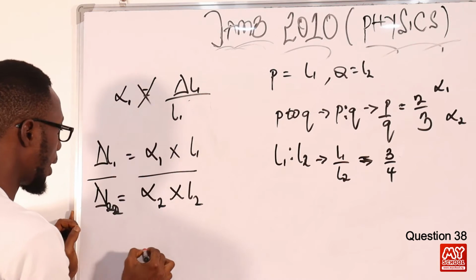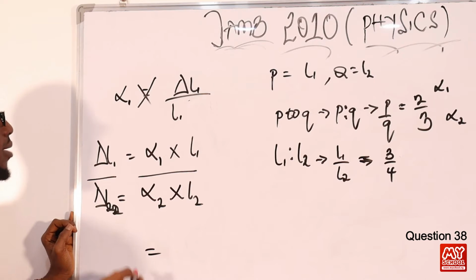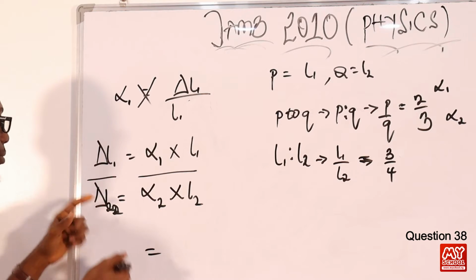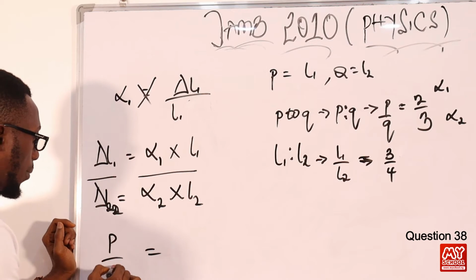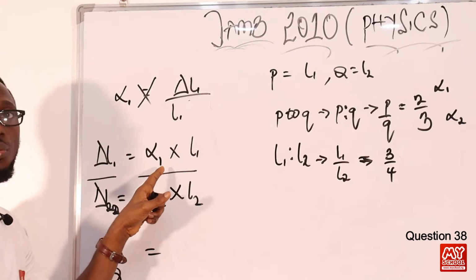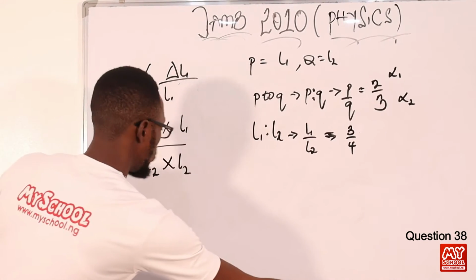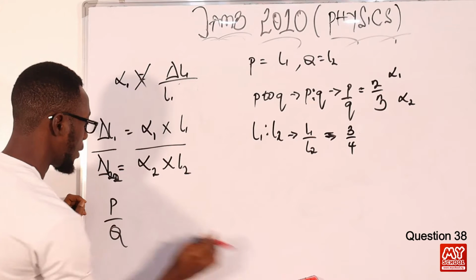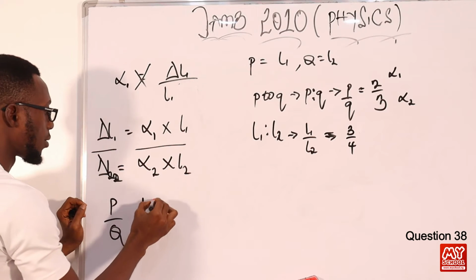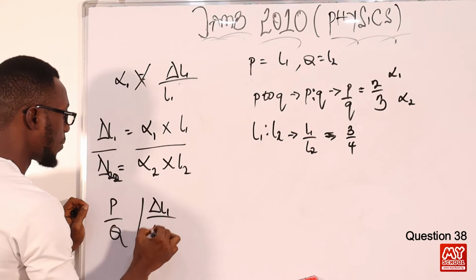If I want to go further, I can replace this with P and Q to make it easier. P over Q equals this, or I can just maintain it this way, depending on what you want to work with. Let me stick with what I've been doing.